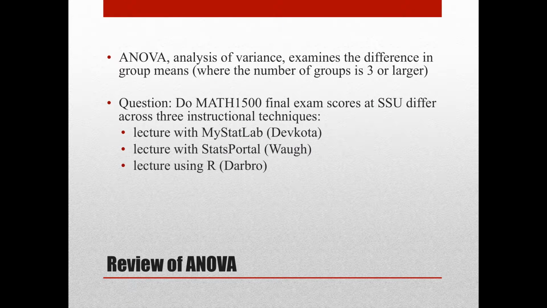Guys, ANOVA, presented in the simplest form, is analysis of variance, and it just examines the difference in group means, where we have more than two levels. And obviously, if we have two levels, we run an independent samples t-test. But if we have three levels, to control for the family-wise type 1 error rate, we conduct an ANOVA.